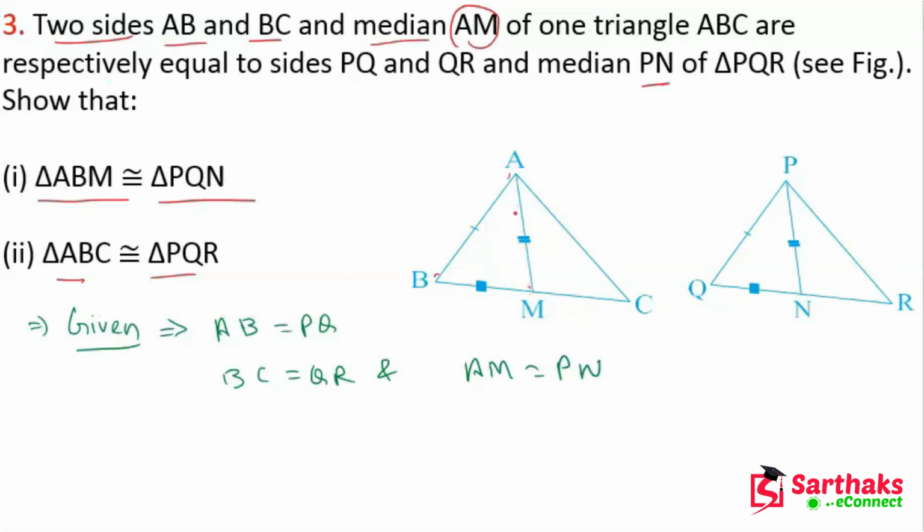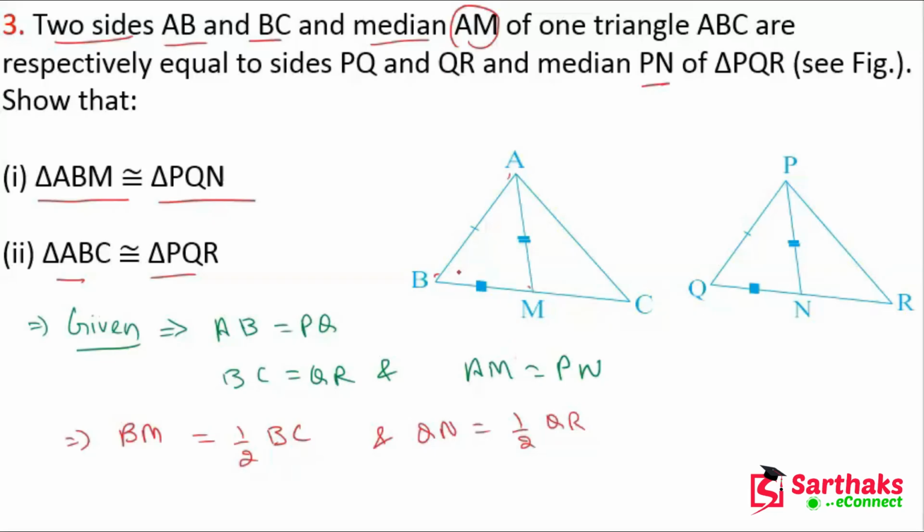So here, AM is the median. So we can write BM is equal to half of BC, and similarly PN is the median, so we can write QN is equal to half of QR. And also, we know that BC is equal to QR.